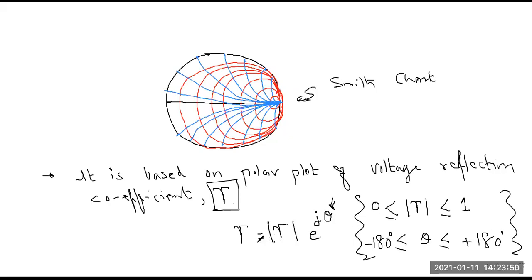So if I want to plot the reflection coefficient graphically, since the magnitude is from 0 to 1, we can represent the magnitude as a radius from the center of the chart. Let's consider some examples. Say the magnitude of the reflection coefficient is 0.5, and the angle is 45 degrees.